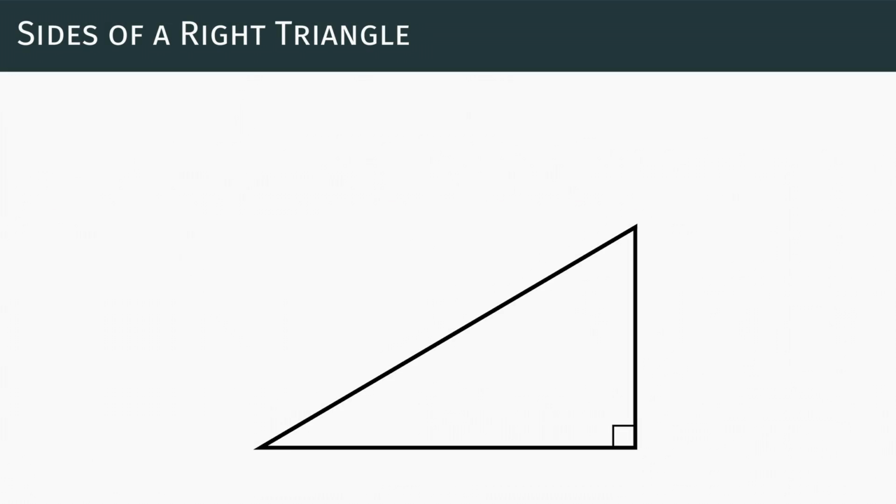So let's start off by looking at how a right triangle works. And remember, a right triangle is just any triangle where one of the angles is at 90 degrees.